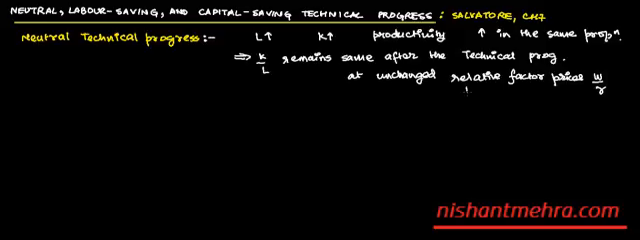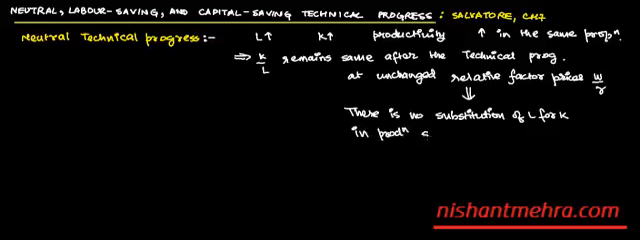So with unchanged relative factor prices, there is no substitution of labor for capital, or vice versa, in production, so that K by L remains unchanged.